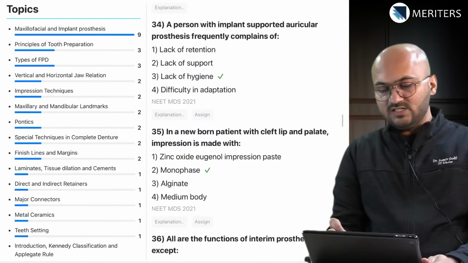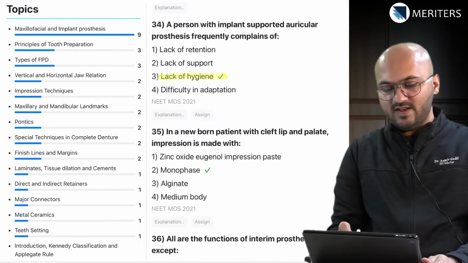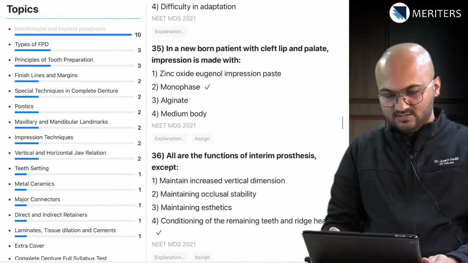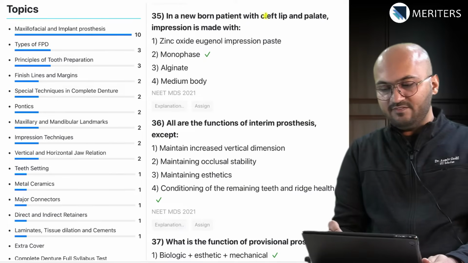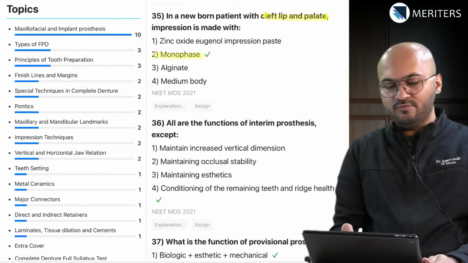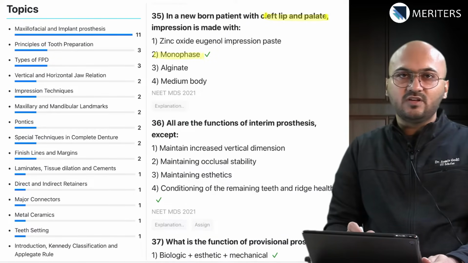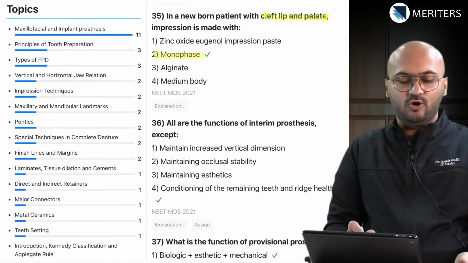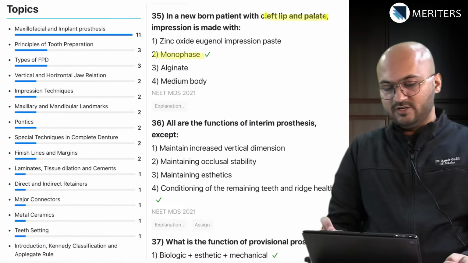A person with implant supported auricular prosthesis complains of lack of hygiene. In a newborn patient with cleft lip and palate, impression is made with monophase. You can find more questions on cleft lip palate in embryo, in ortho and in surgery.